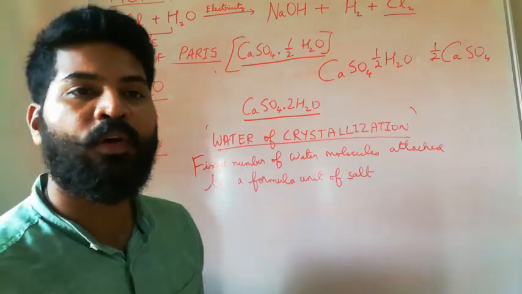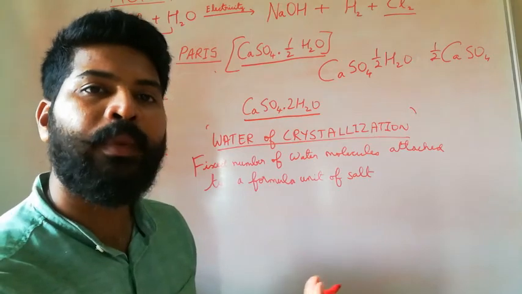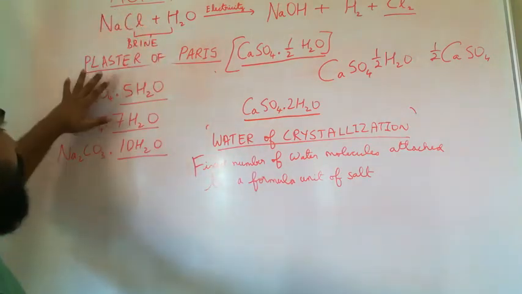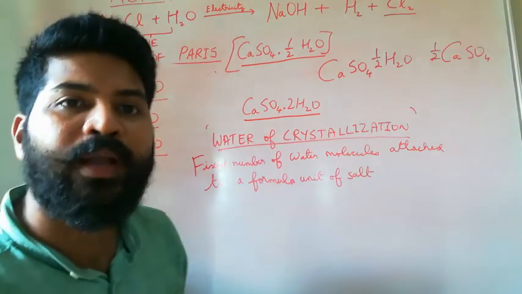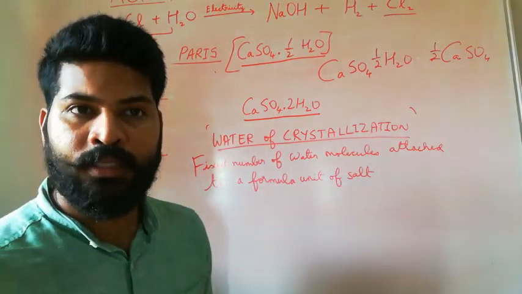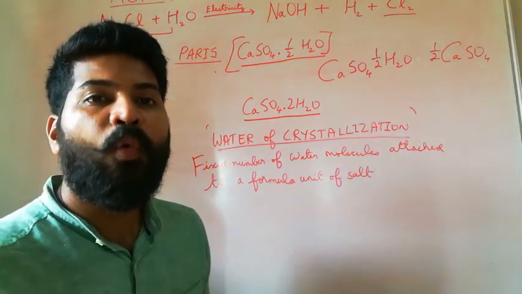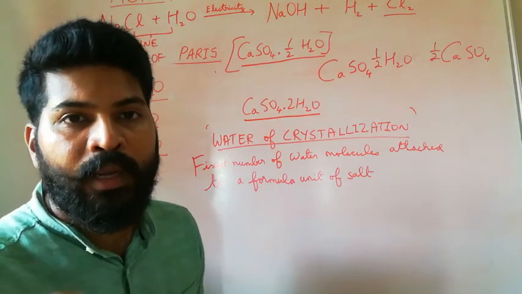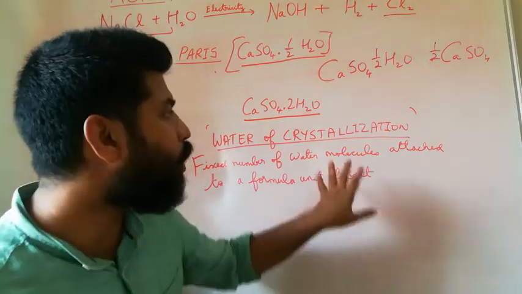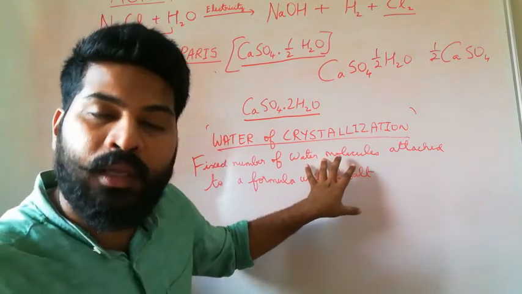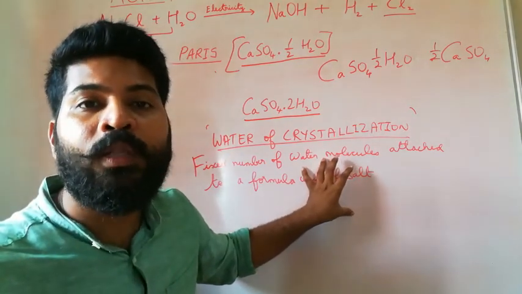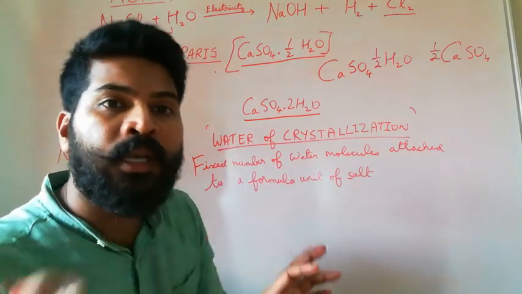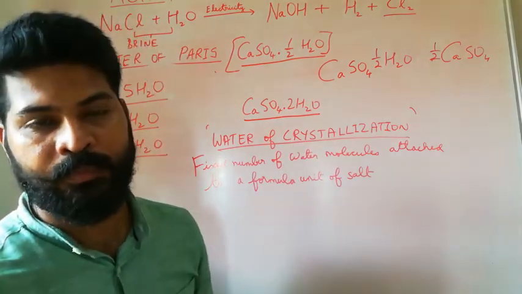You can make a list of certain chemical salts like we have done in this case. So there are 5 examples here. You can also find out other salts about their water of crystallization. How many fixed number of water molecules are attached to these chemical salts, and what happens when these water molecules are lost? What is the change in color of the salts?